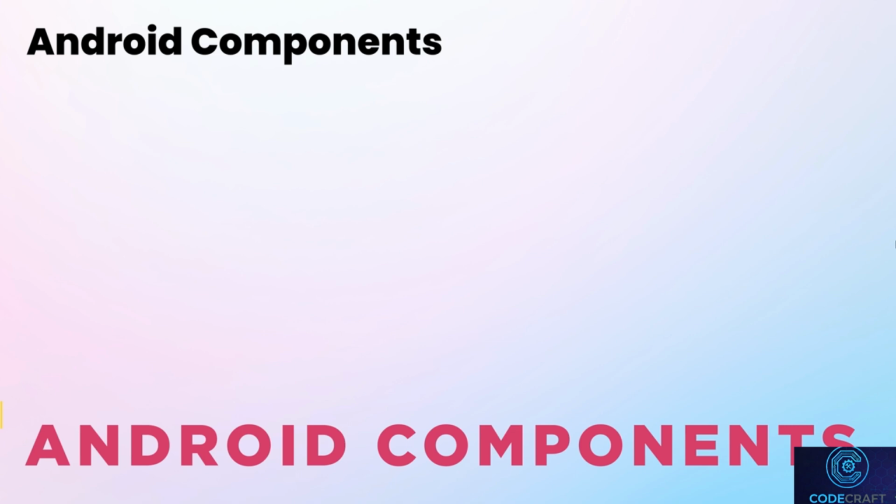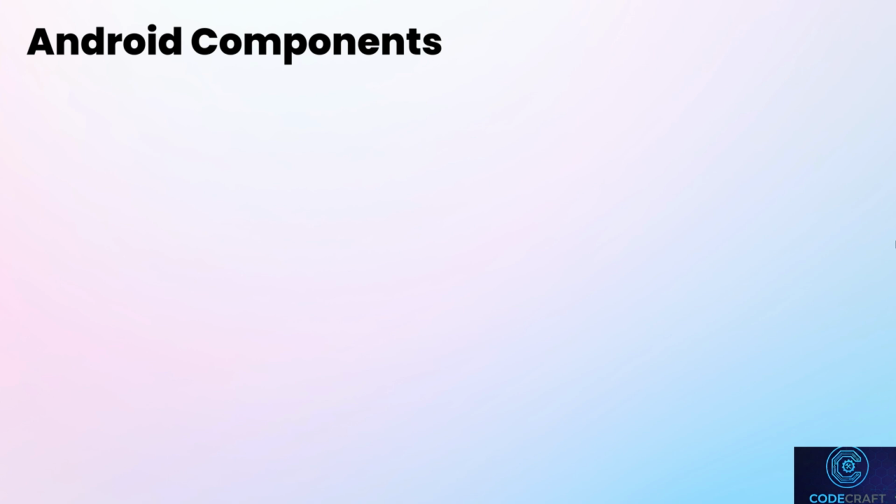In this section we'll start learning about Android components. In Android development, components are building blocks that define different parts of an app's functionality and behavior. Each component has a distinct role and life cycle, and they work together to create a cohesive user experience. There are four main types of components in Android.